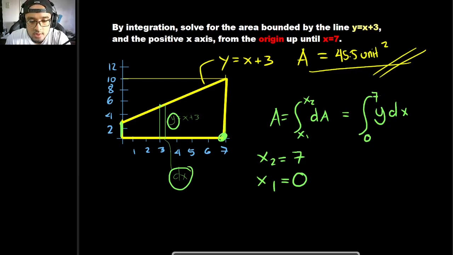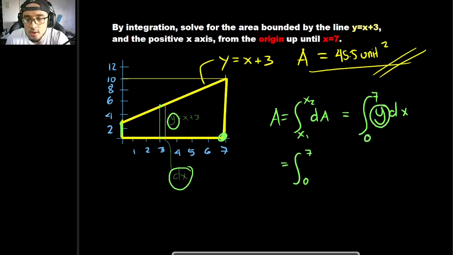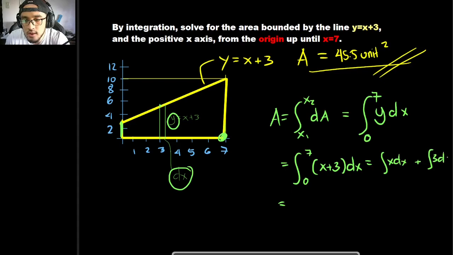I would just be erasing this one right here first for you not to get confused. So it is now equal to 0 to 7. And what is y in terms of x, since we cannot solve for this directly? That is x plus 3. So x plus 3 times dx. The next thing that you would be doing is getting the antiderivative of this function. So this is also equal to the integral of x dx plus the integral of 3 dx, from 0 to 7.